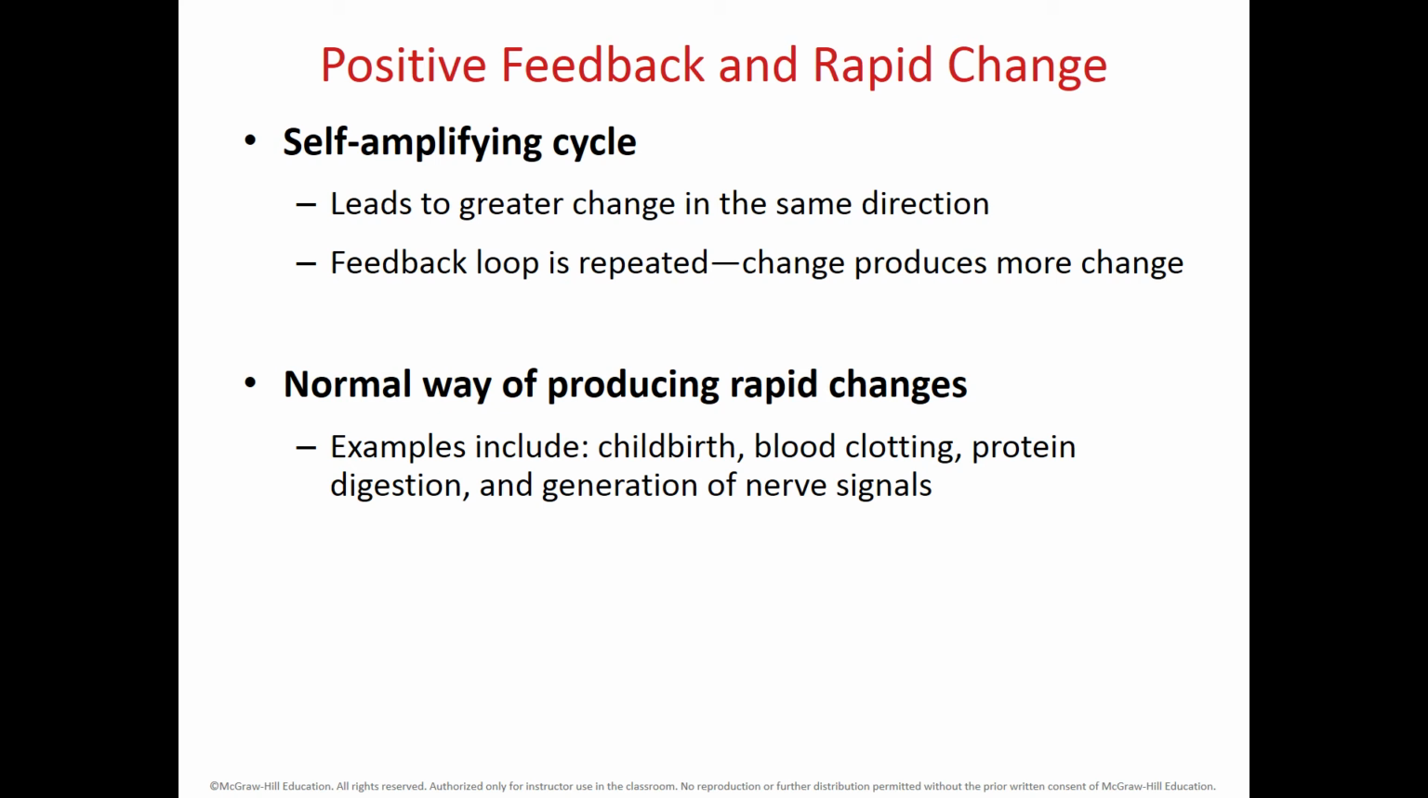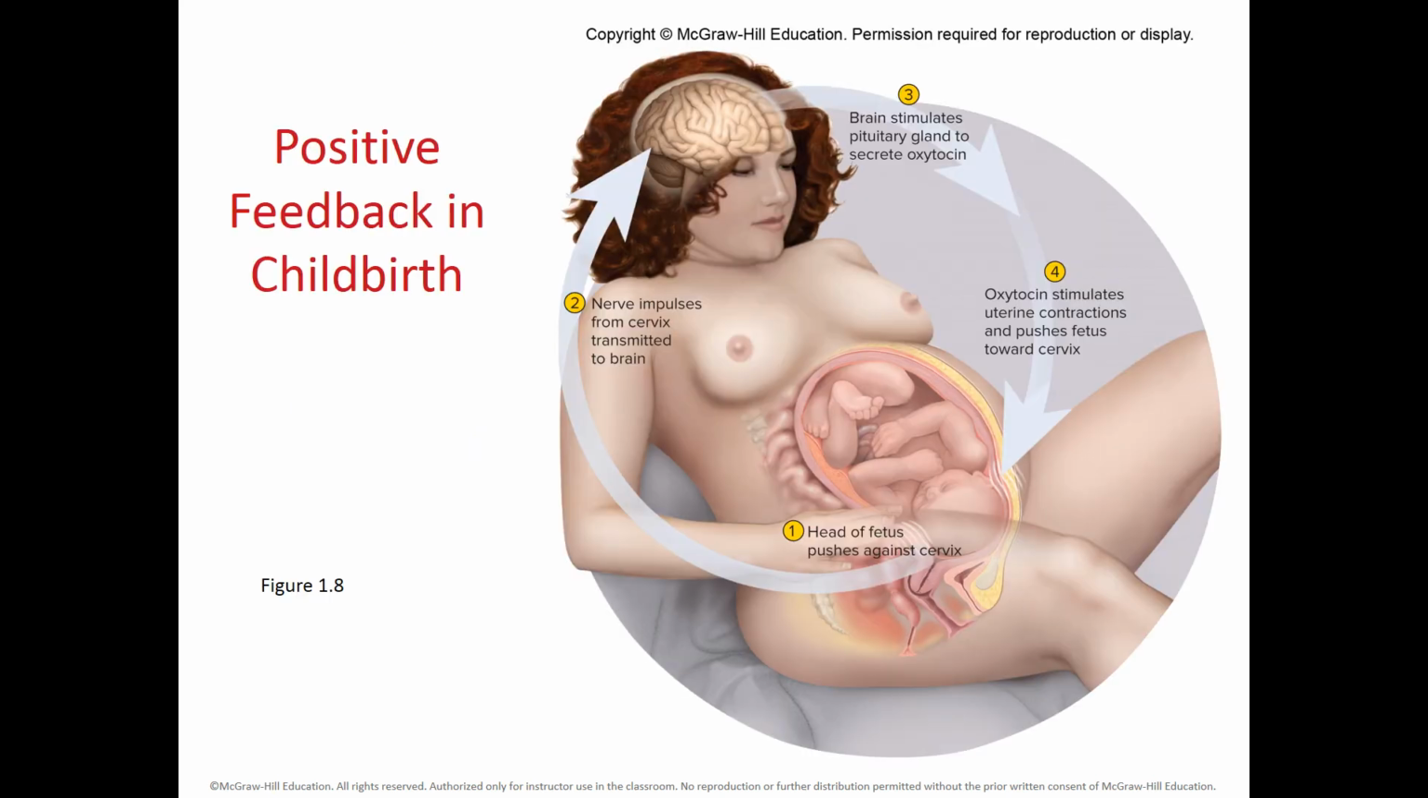So in this case, you start with a change in which you produce, for instance, a substance, and you would like to produce some more to maintain this homeostasis. Examples of positive feedback would be when a female during reproductive age is pregnant and is undergoing childbirth. This feedback will be maintained as long as the female is in this process of childbirth, so that the baby can be born. Other positive feedback mechanisms are blood clotting, protein digestion, and generation of nerve signals.